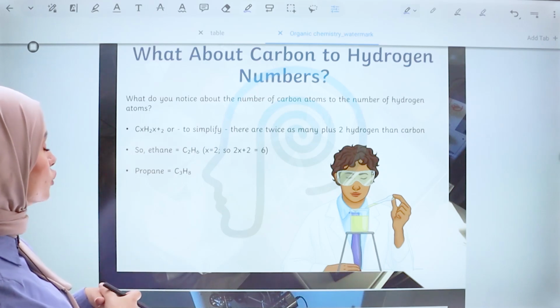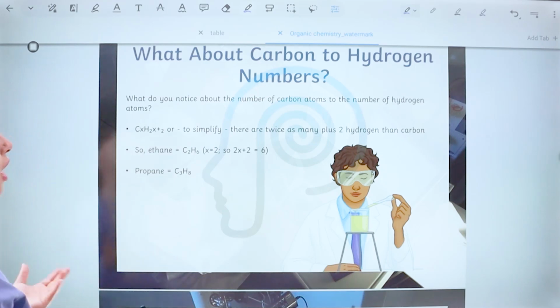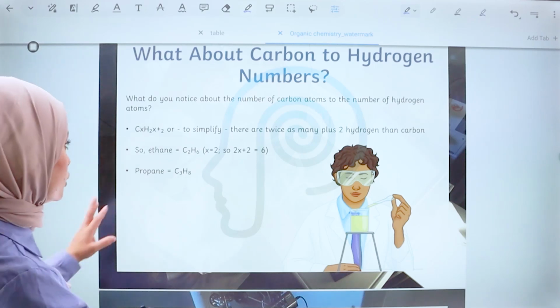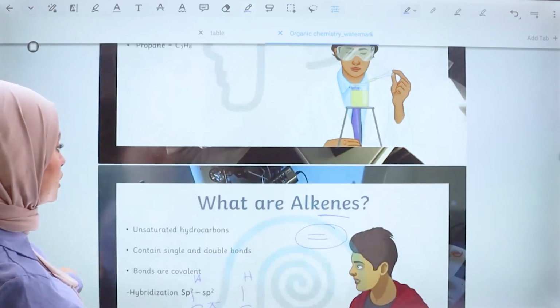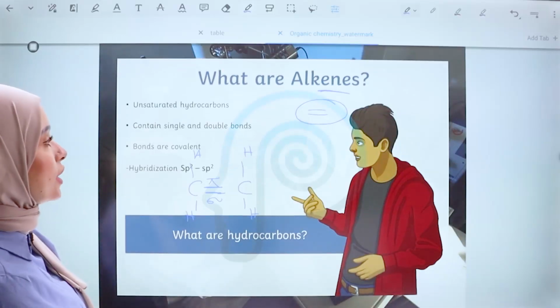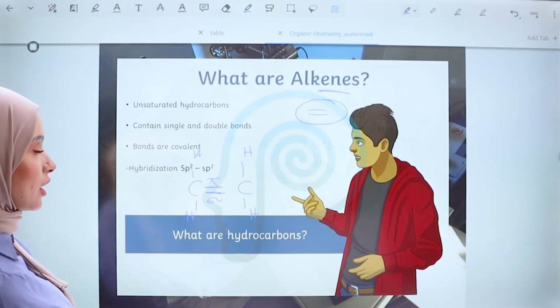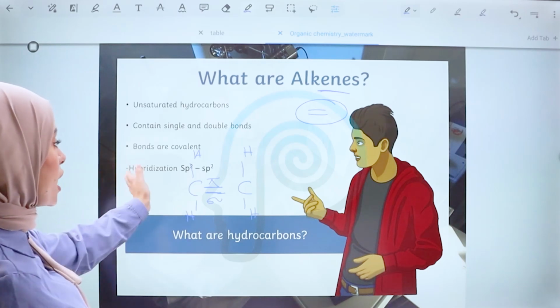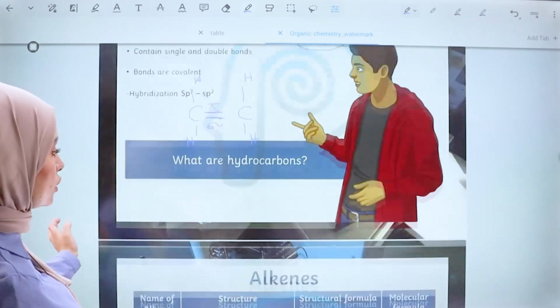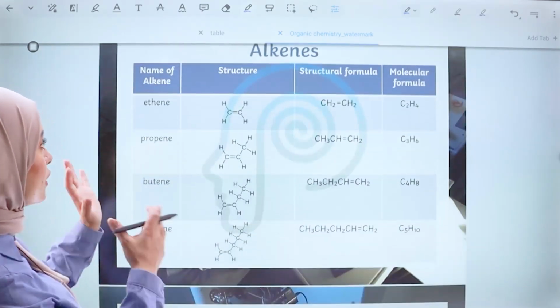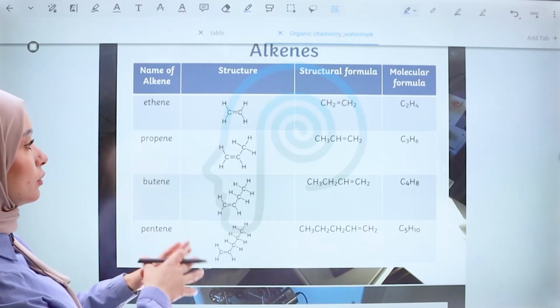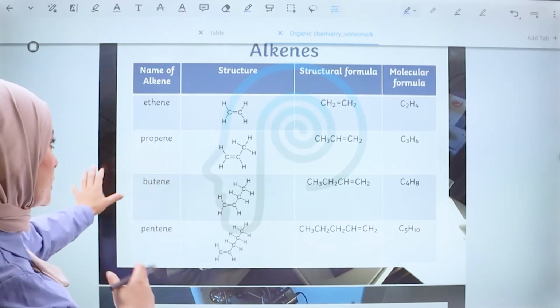I told you here how to know the number of carbon and hydrogen numbers, which is CnH2n plus 2. We have already explained this before. And then we move to the alkenes. We explained that alkenes actually are hydrocarbons that contain double bond, and the hybridization is sp2. And then here I have the structural formula and molecular formula for specific alkenes.